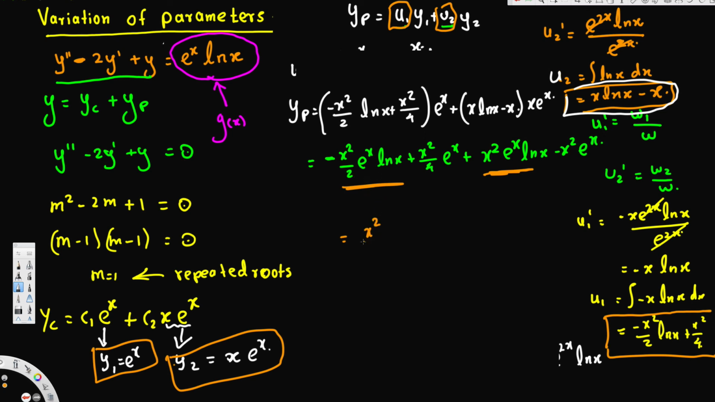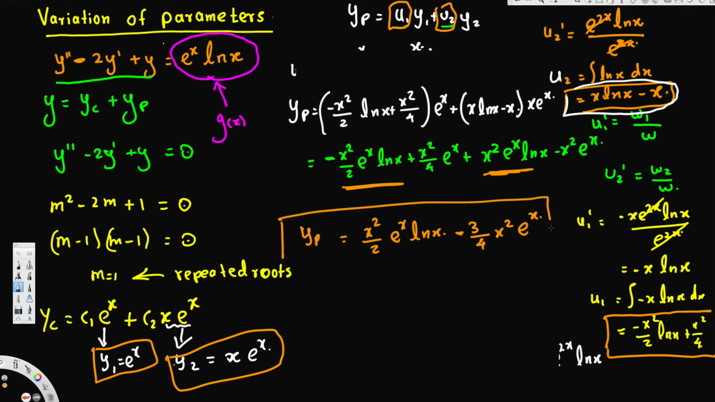So we will get x square divided by 2 e power x ln x, and then x square divided by 4 e power x minus x square e power x. These two are like terms. Instead of x square e power x, we can write it as 4 by 4 x square e power x, because if you have the same denominator, it's easy to add. So 1 over 4 minus 4 over 4 is minus 3 over 4, giving minus 3 over 4 x square e power x. So this is our particular solution.